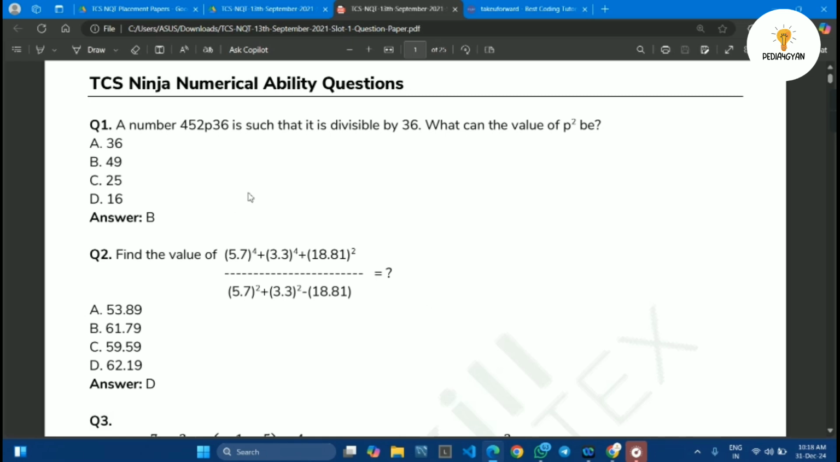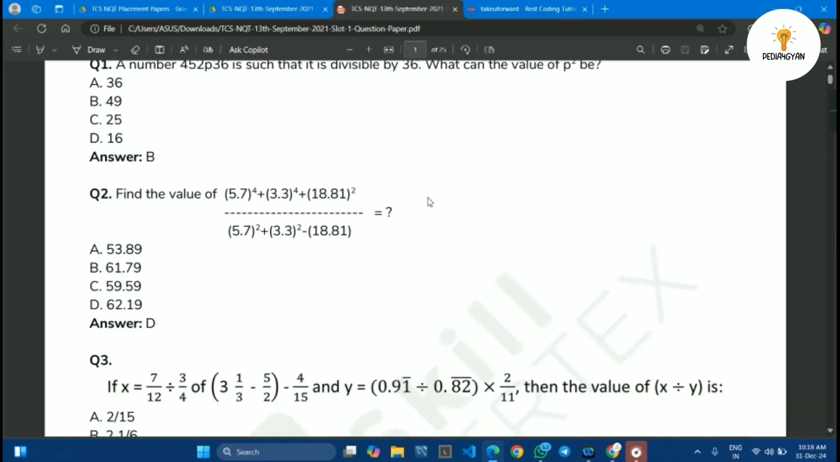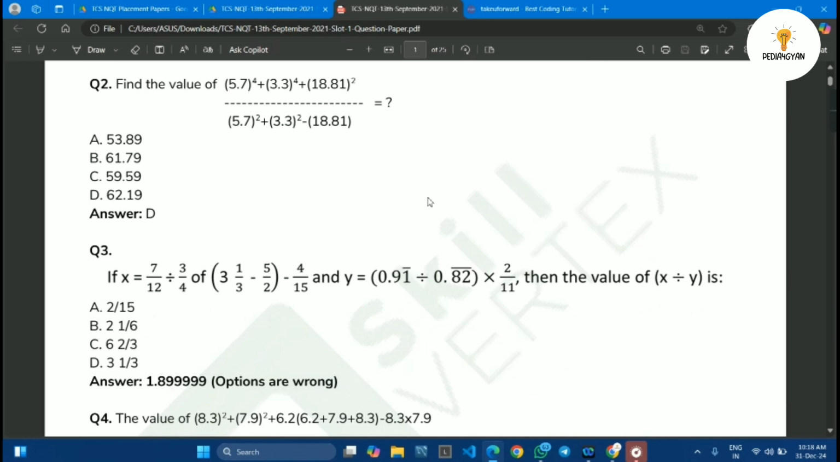So this is the TCS Ninja numerical ability question paper. This is the foundational section. You can see a question, a number 452 is divisible by something. If you practice aptitude, you know that this is a question from the number system, and you will get 5 to 6 questions from the number system. The next question is also from the number system.